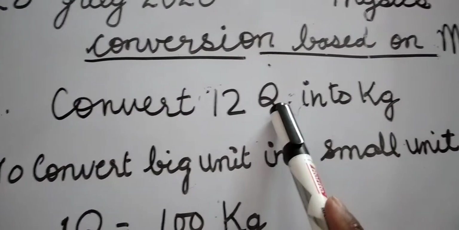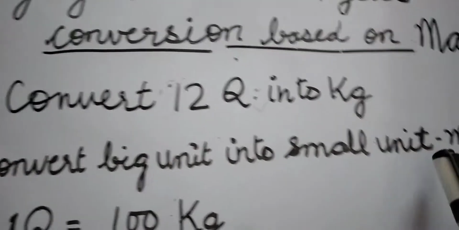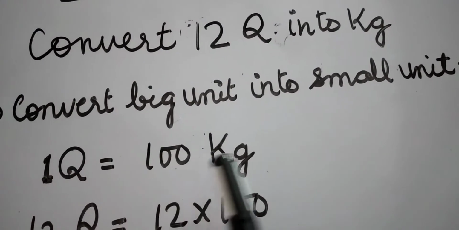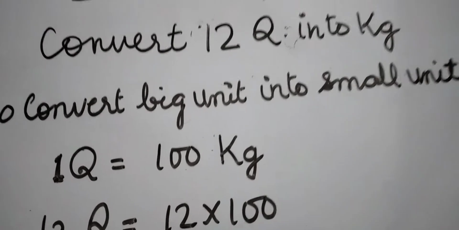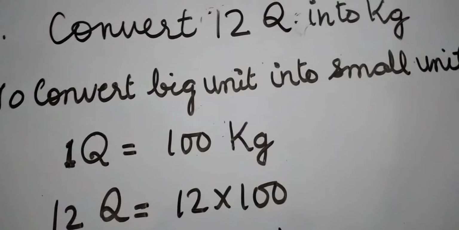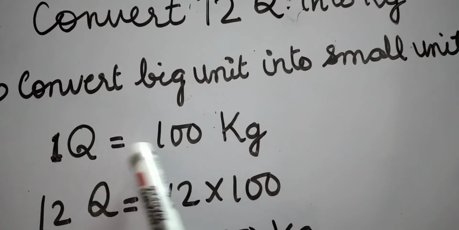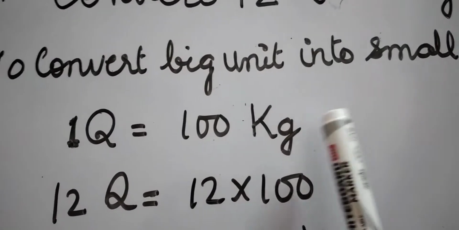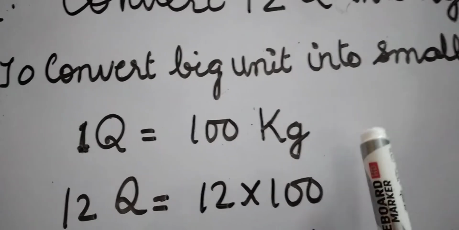Convert big unit, this is the big unit, into small unit. 1 quintal is equal to 100 kg. Always remember this thing. This is very, very important. 1 quintal is equal to 100 kg. This is important as well as very easy to understand.